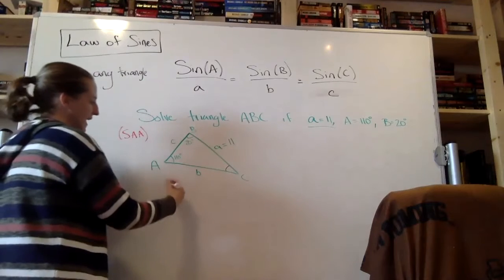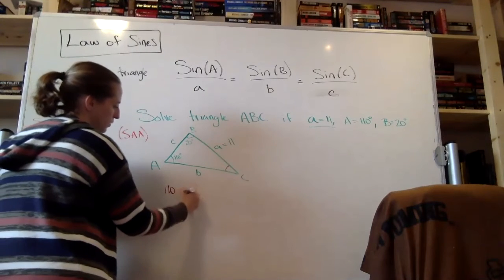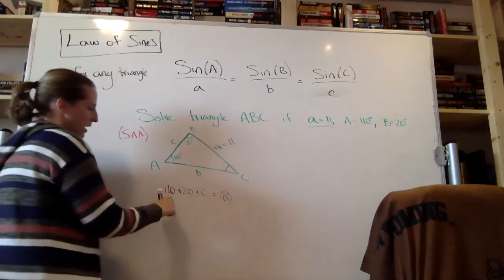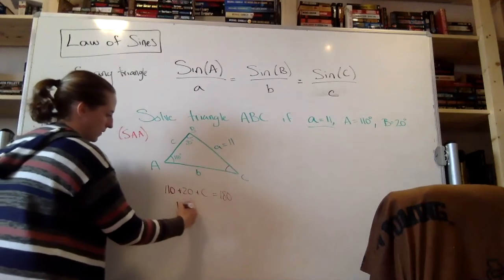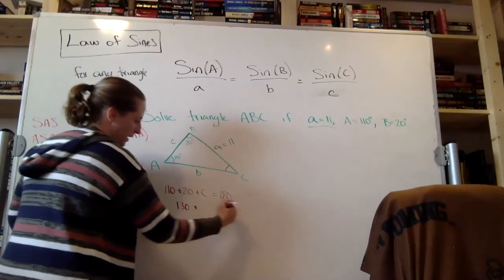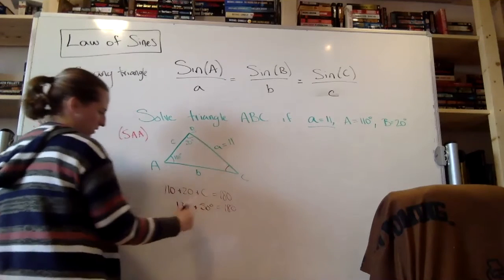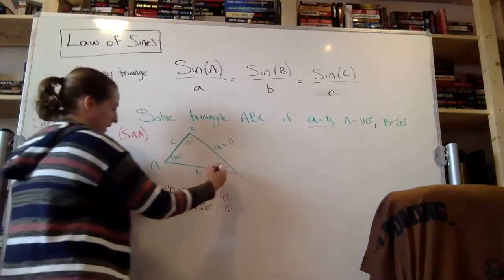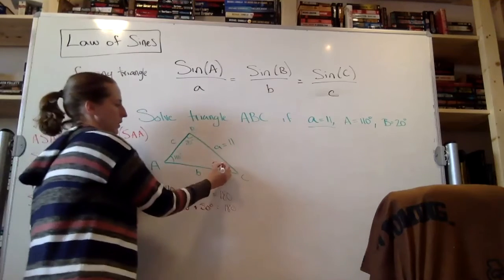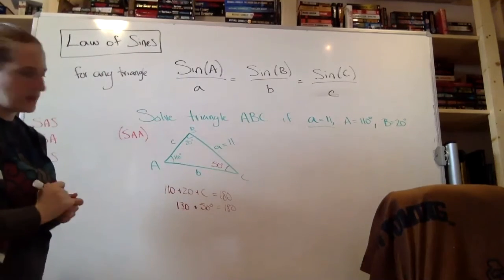So if I have 110 plus 20, that plus C, that must equal 180 degrees. 110 plus 20 is 130. Well, 130 plus something must equal 180. That means C must be 50 degrees, since 130 plus 50. Okay, so now we know our C is 50 degrees. We're like a third of the way through solving for the things we didn't know.